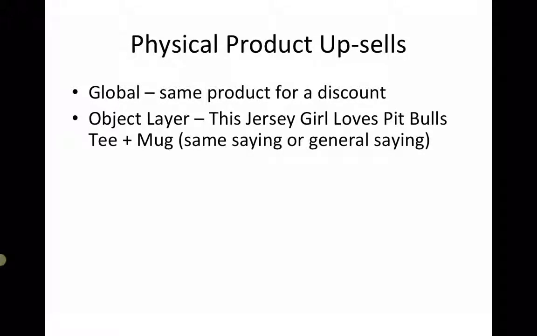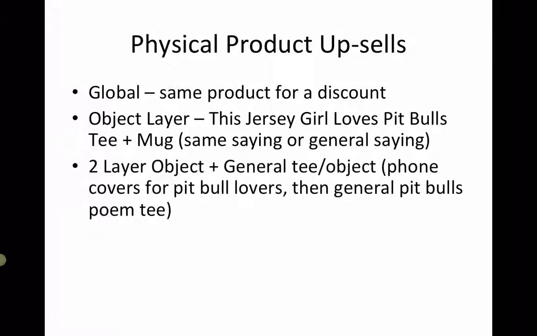Okay, now if it's hard to find something like that, you can also go with a general item mug as well, or you can go with the global layer of this Jersey girl loves pit bulls T plus the mug. Now here we have two more that make a lot more profit, okay? 2-layer object plus general T object.